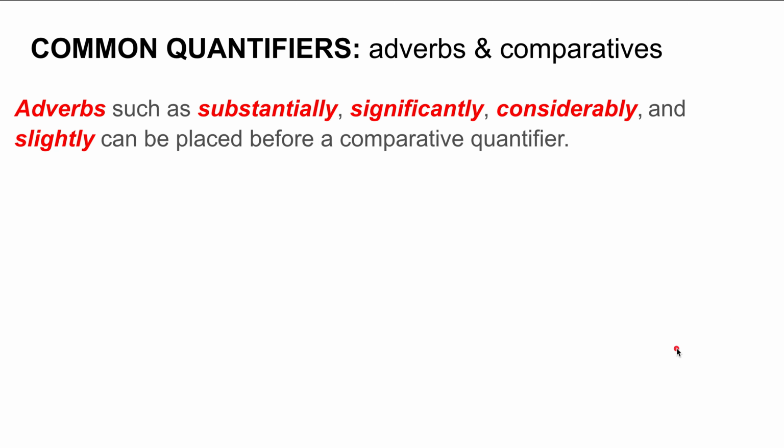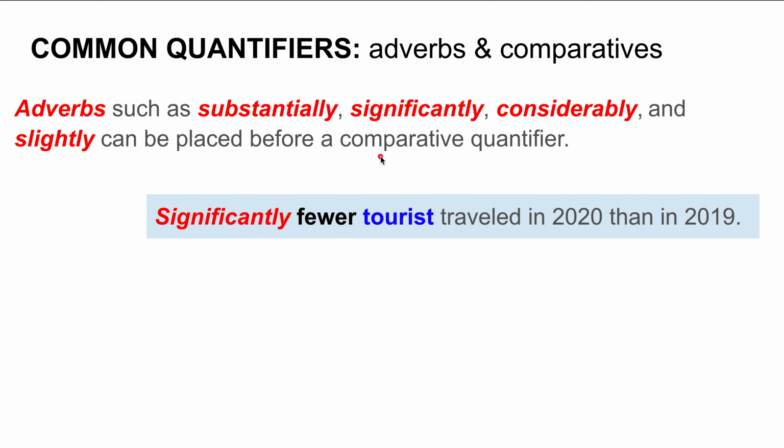Okay, moving on now. We can also increase the accuracy of comparative sentences with comparative quantifiers. We do this by using adverbs such as substantially, significantly, considerably, and slightly, and we place these before comparative quantifiers. So, for example, significantly fewer tourists traveled in 2020 than in 2019.